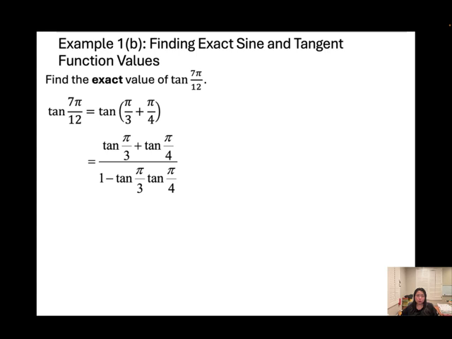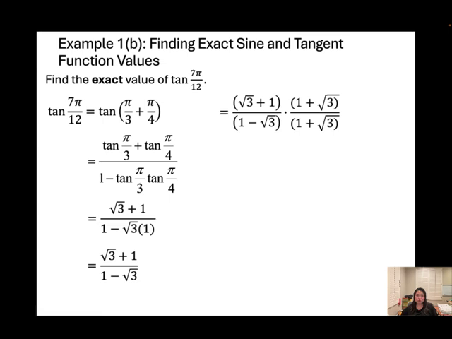Take care of it one by one. You should get this guy. Okay, right? Remember, we need to rationalize. We can't have any radical in the denominator. So what we're going to do is multiply by the conjugate of 1 minus root 3. The conjugate of 1 minus root 3 will be 1 plus root 3 here.